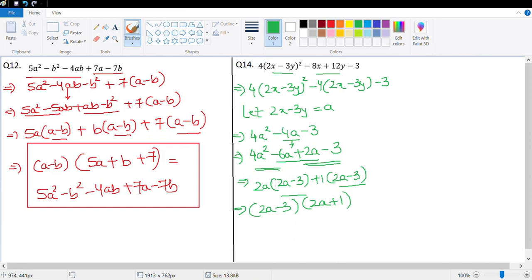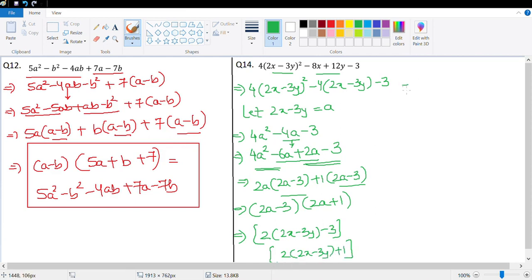Right? Is that the final answer? No, that's not the final answer because a is a variable that we've introduced on our own. So let's substitute the values. So 2 times 2x minus 3y minus 3. So that's the first bracket. And the second bracket would be 2 times 2x minus 3y plus 1.